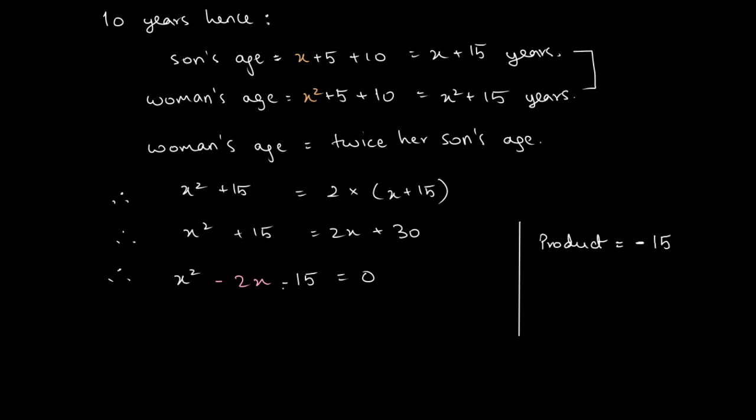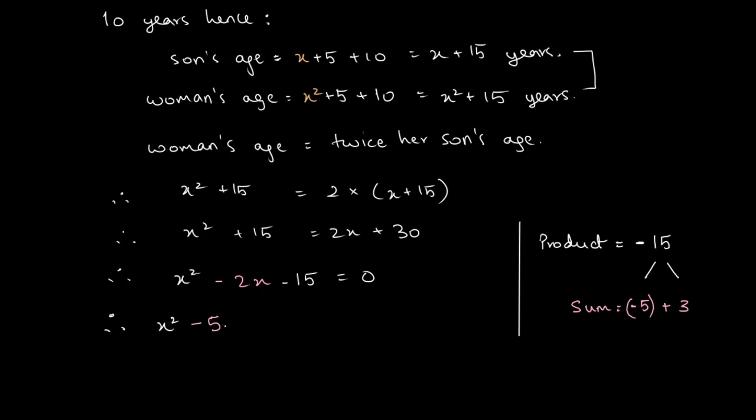So I want two numbers which multiplied give me negative 15, and on adding them, the sum of the two numbers should be negative 2. Those two numbers will be minus 5 and 3. Minus 5 times 3 gives me minus 15, and negative 5 plus 3 is negative 2. That's just how I'm going to split the terms.